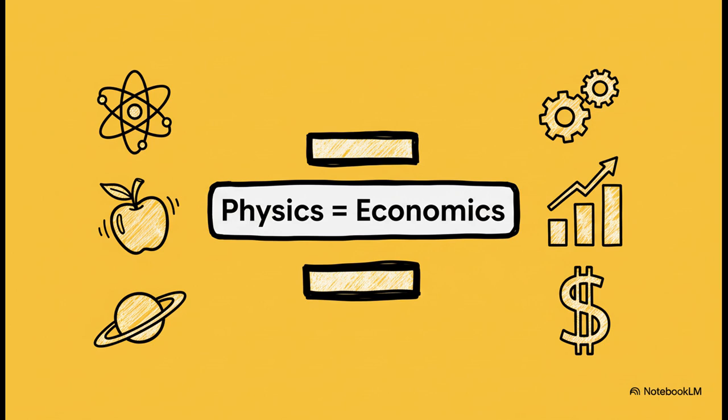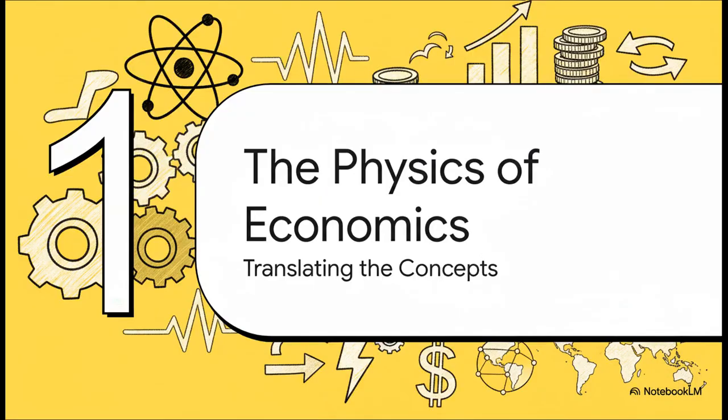It's this framework that says maybe, just maybe, market behavior isn't just about messy human psychology, but also about the clean, predictable physics of the system itself. All right, so let's get into the weeds here. How do you actually translate the world of physics and engineering into the language of economics?